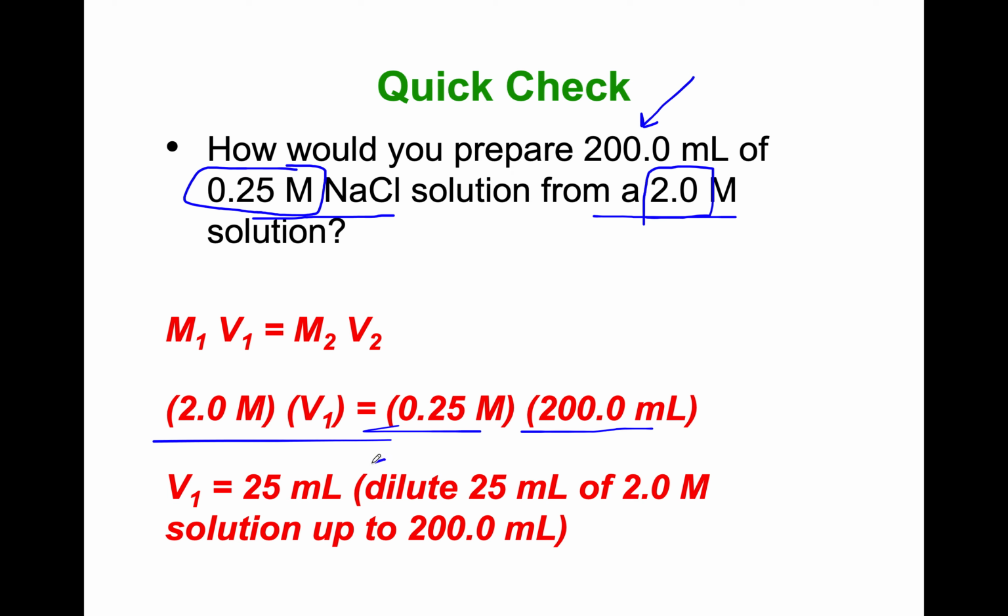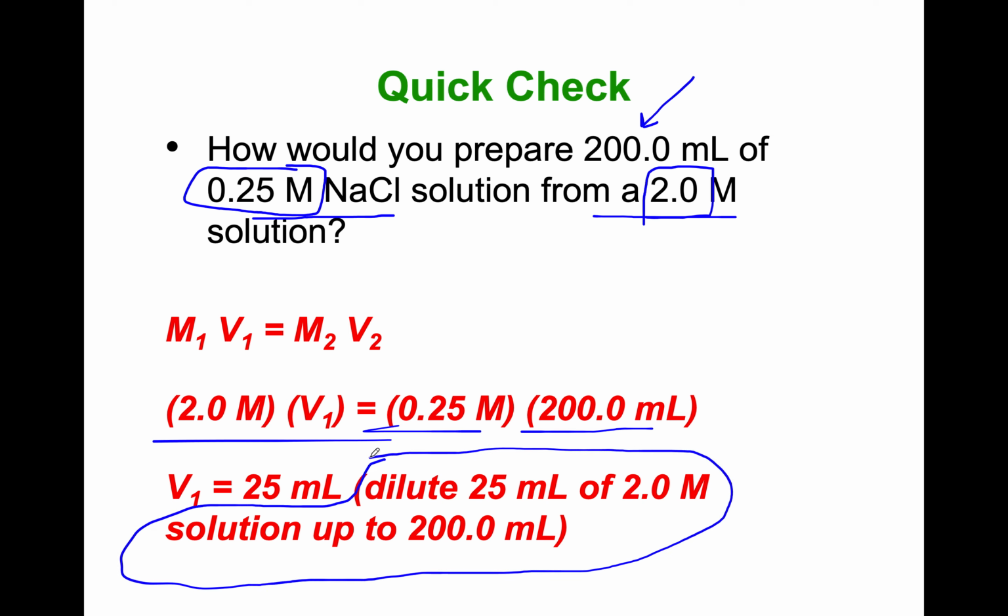However, I really want you to be clear on this. This is the how, okay? Not just what are the numbers, but what does this mean? So if you solve the calculation, you get 25 mL, great. What that means is you need to take 25 mL of the concentrated solution, that's the 2 molar, and then you add the solvent and dilute it up to 200 mL. That would make a 0.25 molar solution, and you have 200 mL of it.